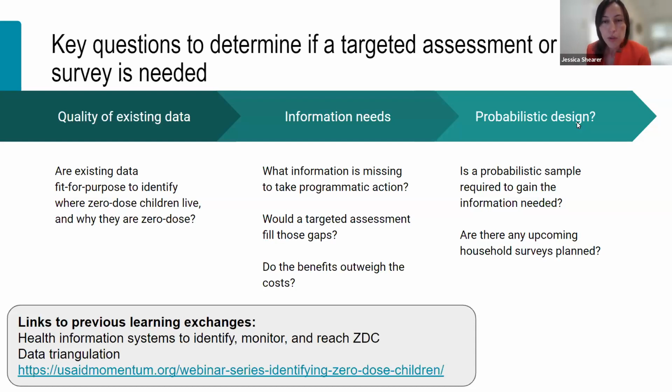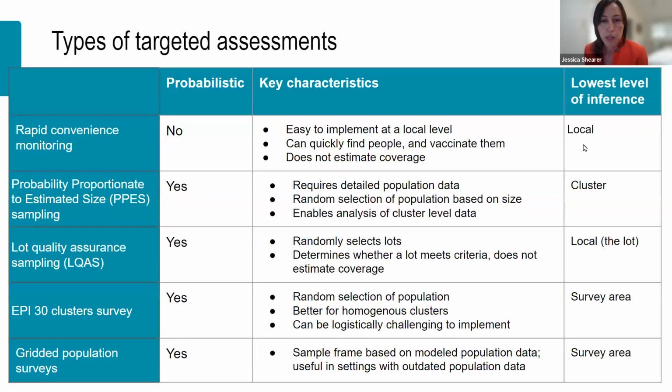And most of those approaches are based on what information you need to take programmatic action. So thinking through what decisions you would want to make at the level where you're working, and accordingly, what type of data and evidence you need to make those decisions. We're going to go to a table on the next slide, which also shows the difference between probabilistic and non-probabilistic designs.